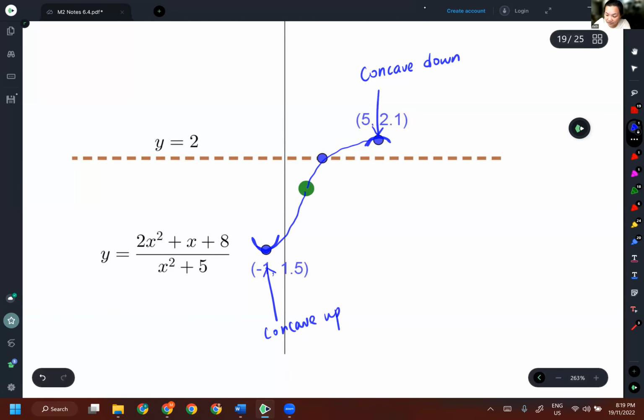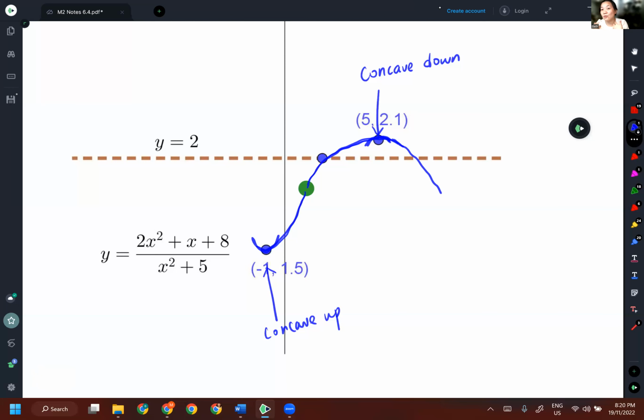Okay, so there is a change. There is a change. Okay, now how about at infinity? Now we know that at infinity, this will go to this line. Okay, but is there a change of concavity somewhere else? Let's think about it. If this is concave down forever, this line will go through y equals 2 again.